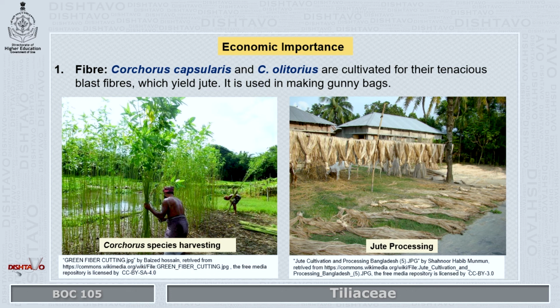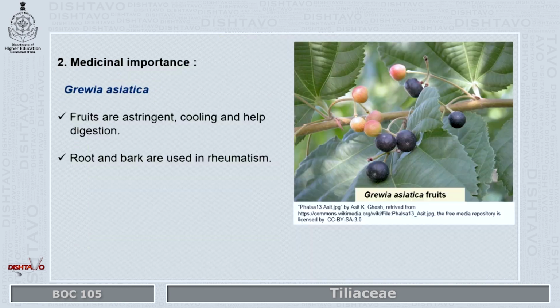The picture on the left side shows the Corchorus species plantation wherein the farmer is harvesting it. And on the right side you can see the jute processing. That is the final product you can see there.